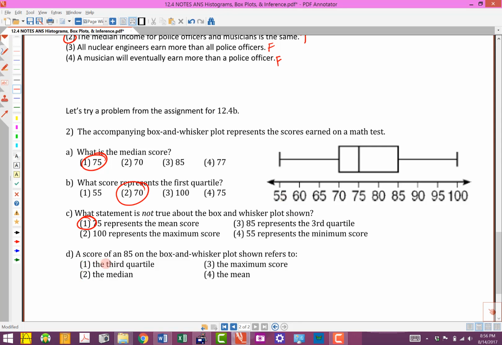And then this last one, a score of 85 on the box and whisker plot shown refers to, so let's look at 85. It refers to, kind of like what we pointed out right here, the third quartile. So it's that answer right there. It's not the median, that is right there. It's not the max, that is right there.